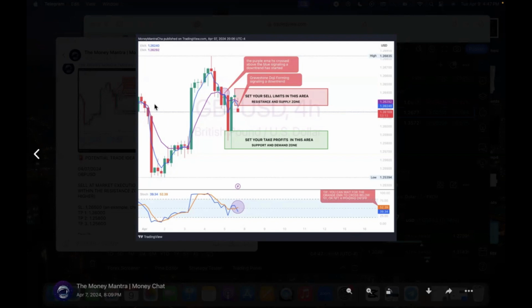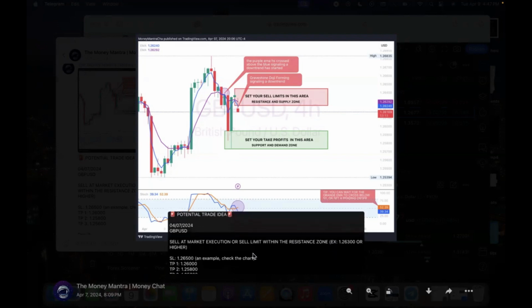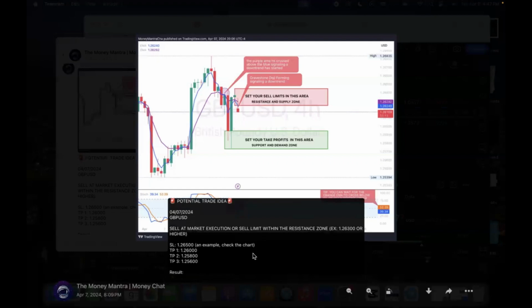So in this particular trade, which was posted on April 7th, 2024, we can tell from the TradingView timestamp, I analyzed GBPUSD for a sell, and I suggested to my students to sell at market execution or to set a sell limit in the resistance zone, which you can see is this red box on my chart. I also gave them 3 potential take profit options, and I've gotten out of the habit of adding stop losses to my trades because I really want to encourage them to look at the charts. But on this trade, I did add a stop loss of about 20 pips, which really isn't that bad.